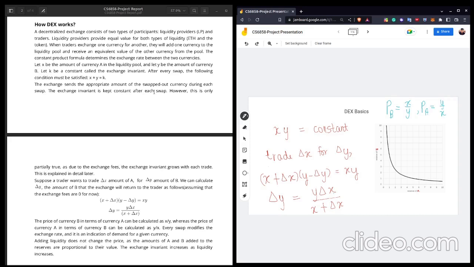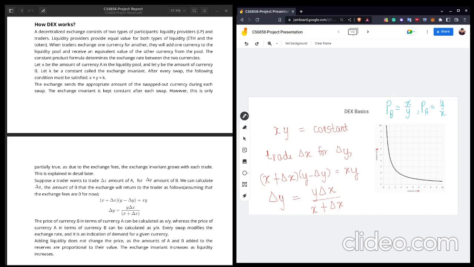We can plot the reserve of B versus the reserve of A, and we can see that it follows a hyperbolic path for a given exchange invariant. As the hyperbola never crosses the x and y axis, the reserves are infinite. This mechanism protects the pools from being drained. This also aligns with the law of supply and demand. The higher the amount you want to trade relative to the reserves, the less you get.